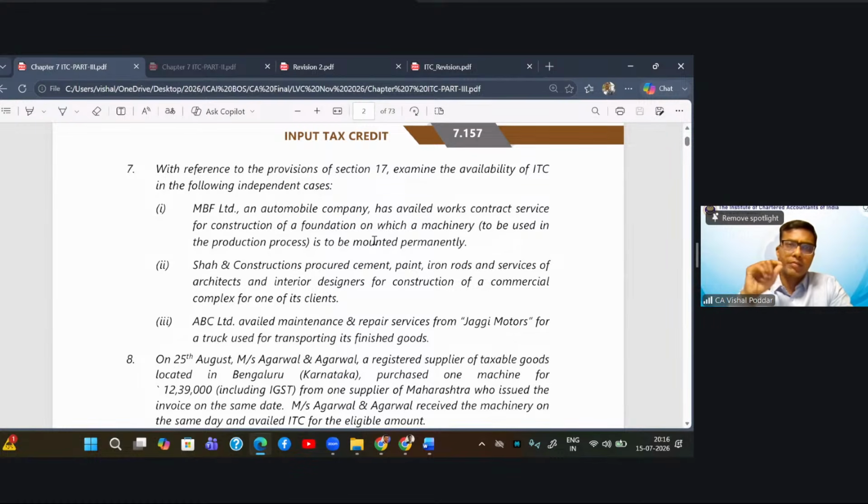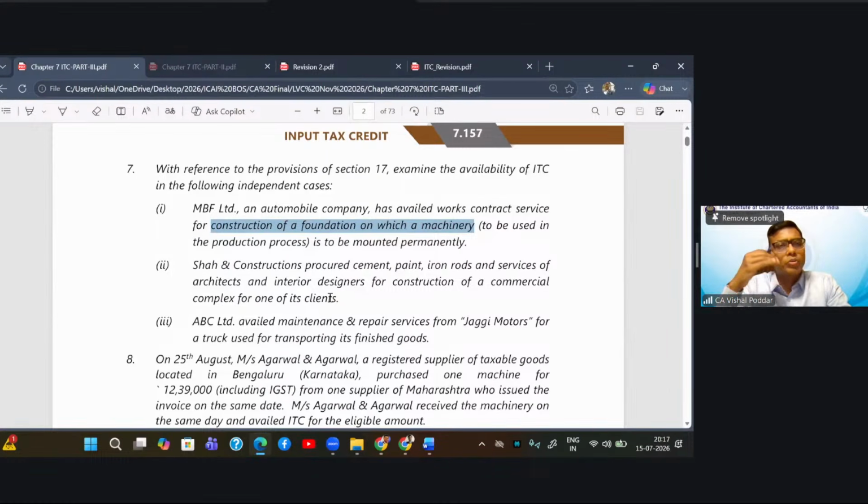Now we just studied 17(5). In that, what is the condition? There are two exceptions. One, where I am the supplier of works contract service on the outward side, inward side I'll get ITC. This is not the case. I'm making it for my own use. Now when I'm making it for my own use, the other exception is where the immovable property is plant and machinery. Now here the question is, what I have constructed is not plant and machinery, but it is the foundation on which the plant and machinery will be mounted. Now whether the foundation will be eligible for ITC.